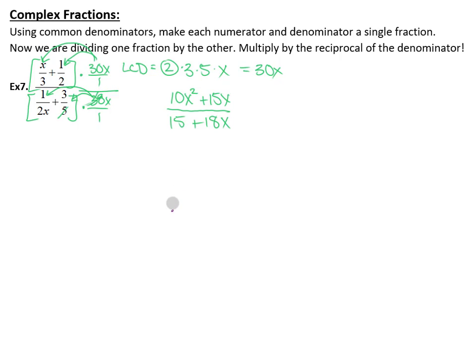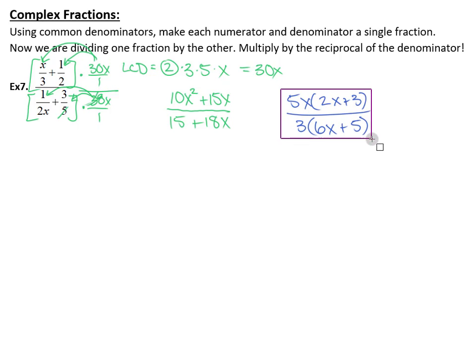Okay, so now we've gotten through, we've just got one fraction left. Maybe we have some stuff we can factor out of here. Like in the top, I see we can take a 5 and an x out, which leaves me with 2x plus 3. And in the bottom, I'd see we can take maybe a 3 out. I'd probably write the 18x first. So let's take that 3 out, and that would leave me with 6x plus 5. So are there any common factors or anything we can reduce? No, unfortunately.